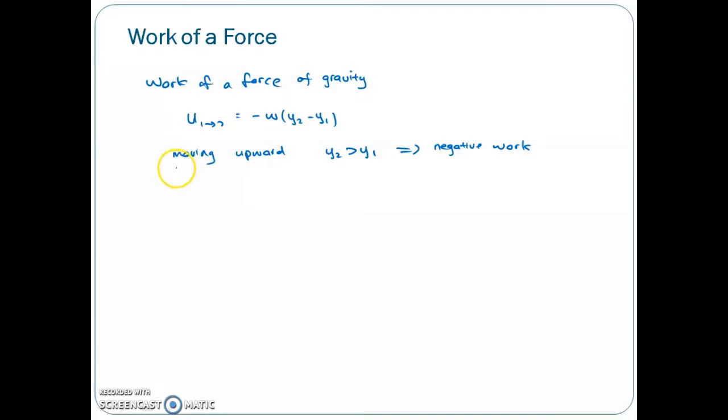In the other case, when it is moving downwards, we have our initial y1 larger than our final y2. Then if we substitute into here, the work of the force of gravity is a positive work.